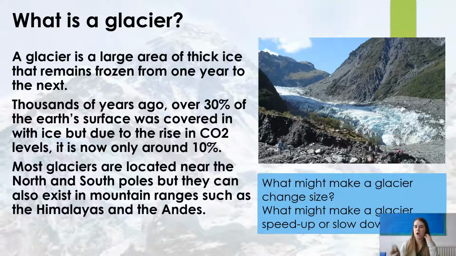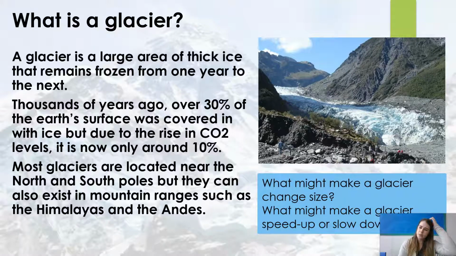Now, most glaciers are located, obviously, in the North and South Poles, but they can exist between very high mountain ranges, such as the Himalayas or the Andes Mountains. And obviously, we know that that's because they have their own climate, because of that high altitude, and that's why they have a lot of snow caps on their mountains and the ice.